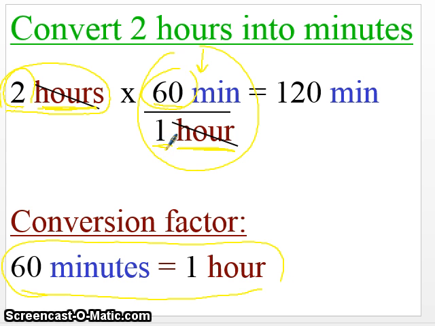Now, what if I didn't know that 60 minutes is an hour? Like, what if I knew how many minutes was in 3 hours? Would that still work? Yeah, it'll still work. As long as you know the relationship between this unit, the hour, and this unit, the minute, you're good to go. So as long as they're equal, then it'll work. Yeah, as long as you know what they equal each other.